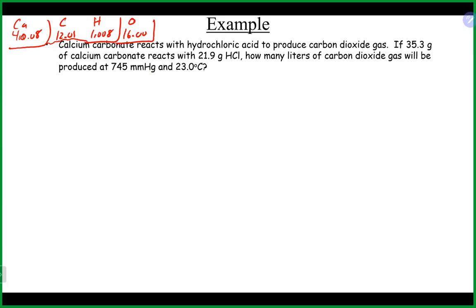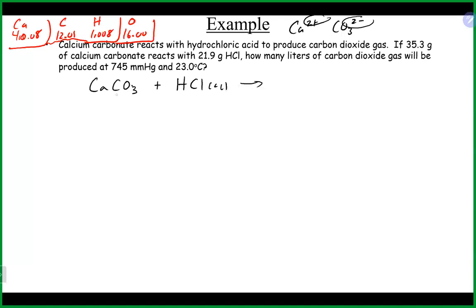So remember that when we need to write the equation, we want to start with the proper formulas, right? So calcium carbonate, calcium is +2, carbonate is -2. Again, when we put that together, that's going to give us CaCO3. And we're going to react that with our hydrochloric acid, which obviously should be HCl.